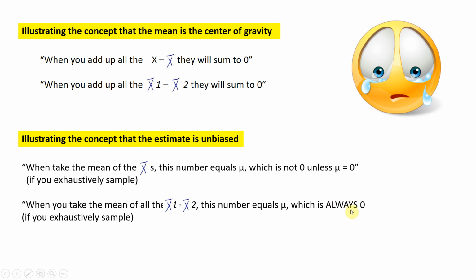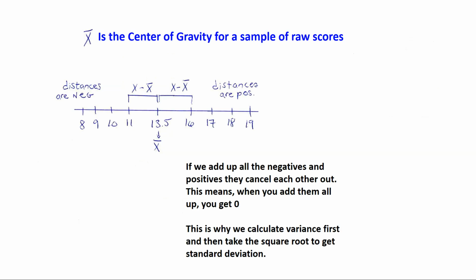Okay? So these are the 4 things that I have said that could be making you a little teary-eyed. And so let's start with them. We're going to go in the order that you learned them. The first one, x bar is the center of gravity for a sample of raw scores. Or we could even do this by saying mu is the center of gravity for a population of raw scores. You know, the mean is the center of gravity, whether we're talking about a sample mean or a population mean.